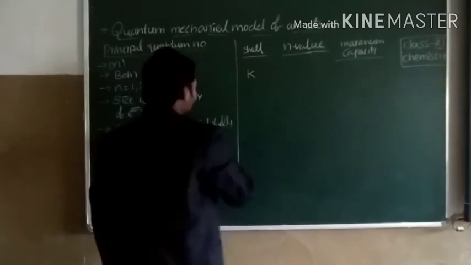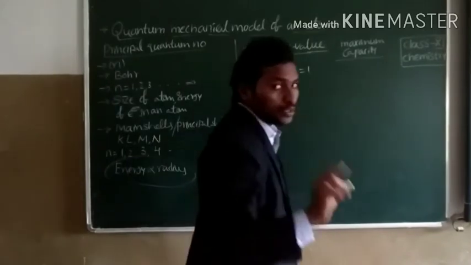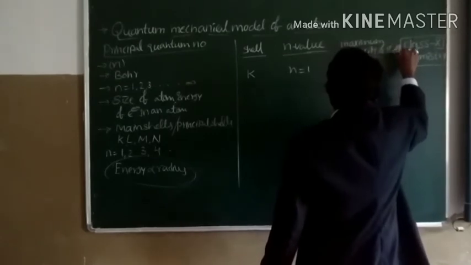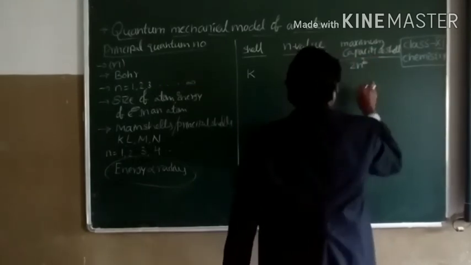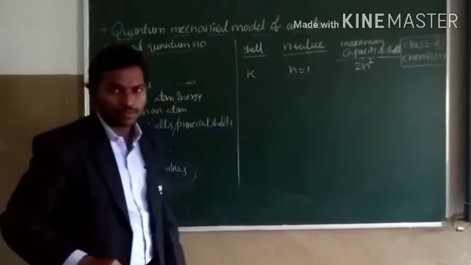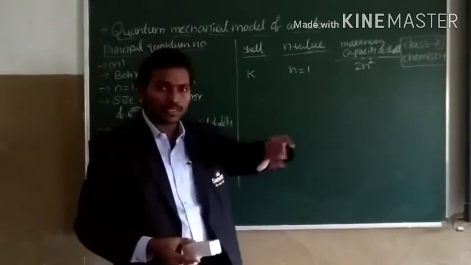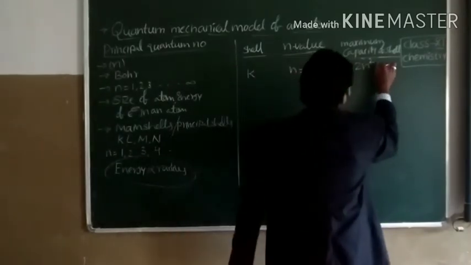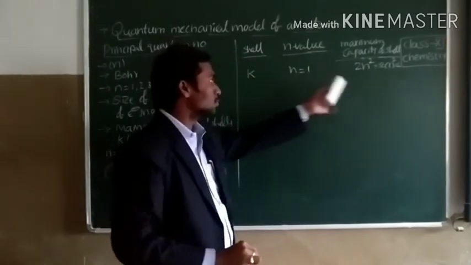Suppose first shell, K shell, n value is 1. Maximum capacity of a shell can be calculated by 2n square formula, children. I already gave this in Bohr's atomic model. By 2n square formula we can find out maximum number of electrons that can be present in a given shell. So 2n square, n value is 1 here. So 2 into 1 square is equal to 2. So capacity of the shell is 2 electrons.